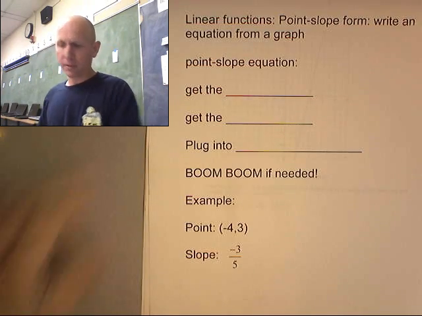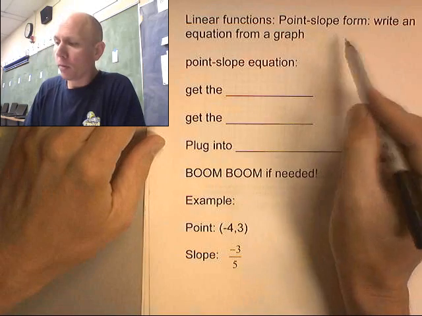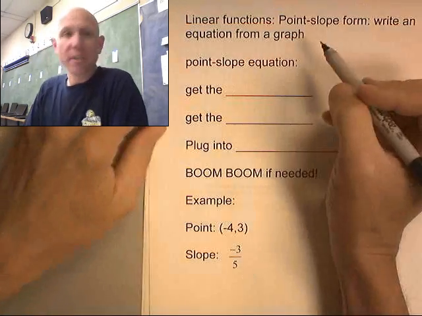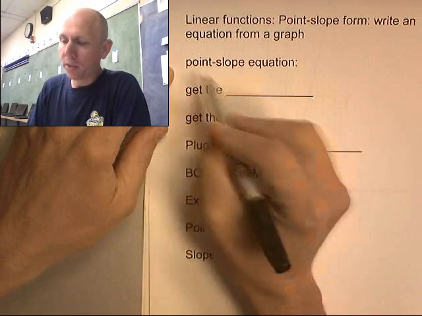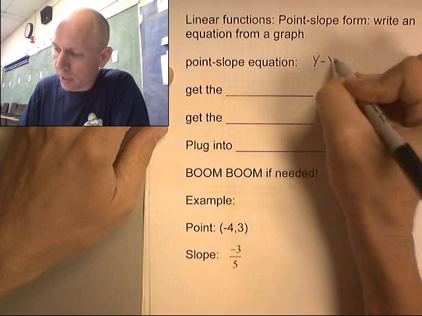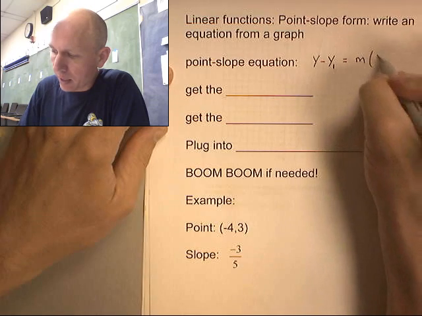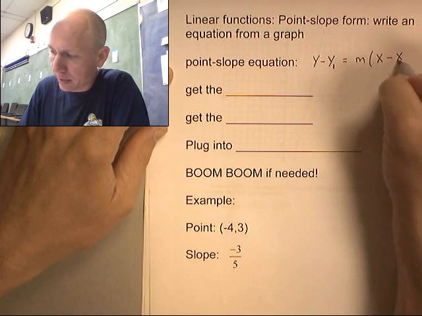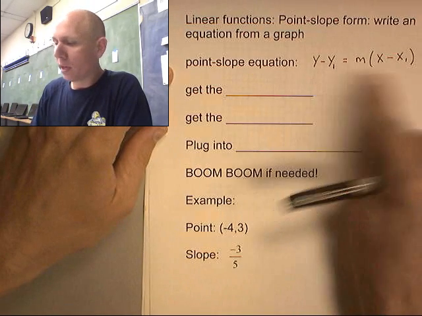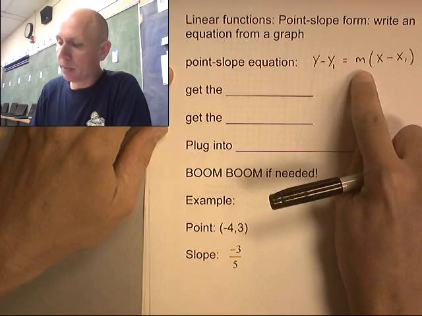So, the topic for this video is linear functions, point-slope form, write an equation from a graph. And we're going to be dealing with the point-slope equation. So, what is the point-slope equation? Well, it looks like this. It's y minus y sub 1 equals m times x minus x sub 1, where y sub 1 and x sub 1 are a point and m is the slope.